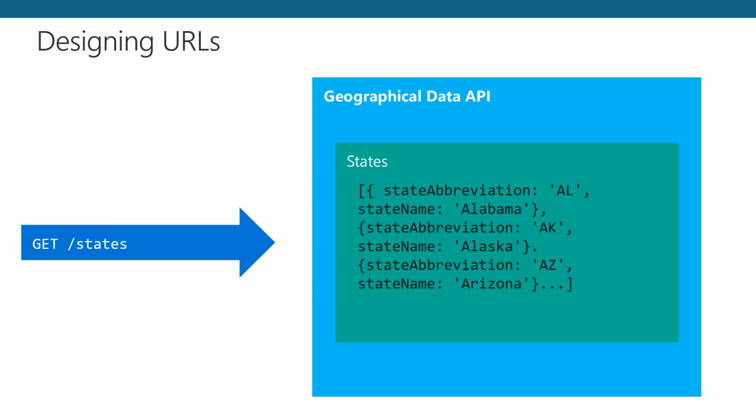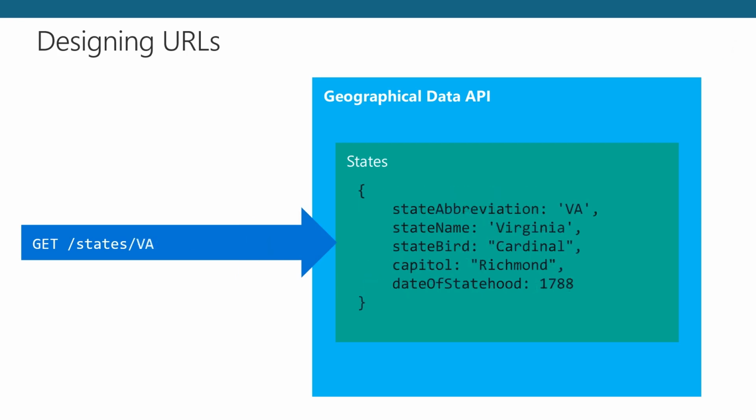Get states returns a list of states, but probably only going to return basic information about each state. What if you want to get more detailed information about a particular state? One way we could design our URLs is to accept parameters. So for example, get states/VA or Virginia. The URL structure lets us be more specific about our request and retrieves detailed information about that particular state.